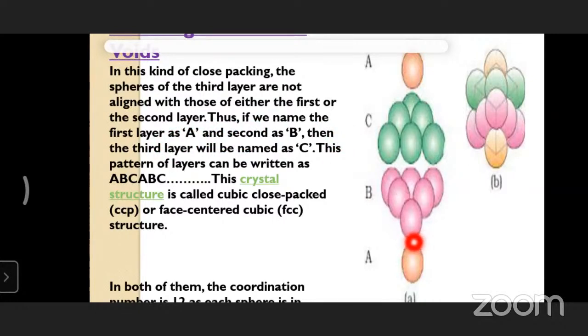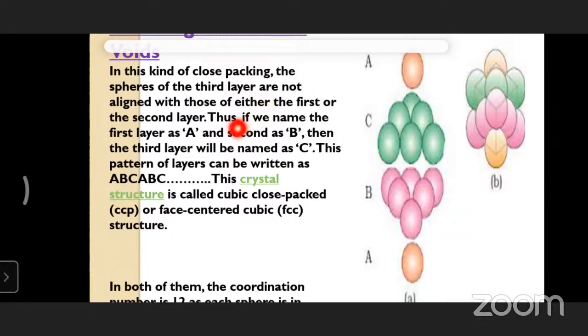Thus, if we name the first layer as A and the second layer as B, then C is the third layer. In the octahedral voids, A is the first layer, the pink color layer will be B, and the green color is C. Again we are going to get A. So A, B, C, and after that A, B, C again. Like that we are going to get in octahedral voids.